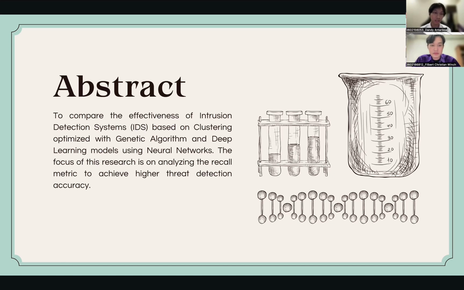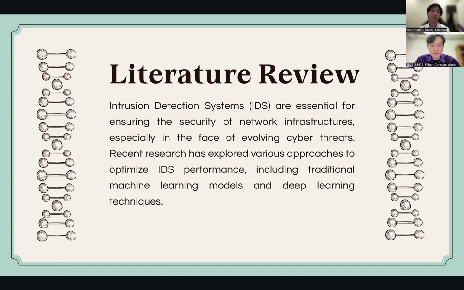Okay, the next one is the literature review. Intrusion detection systems, or IDS, are essential for ensuring the security of network infrastructure, especially in the face of evolving cyber threats. Recent research has explored various approaches to optimize IDS performance, including traditional machine learning models and deep learning techniques. The traditional machine learning models, such as random forest, support vector machine, and nearest neighbors, detect anomalies. The genetic algorithm, or GA, is commonly employed to optimize these models by enhancing feature selection, improving classification accuracy, and reducing computational overhead. Studies have shown that combining GA with models like random forest can effectively identify patterns in network traffic.